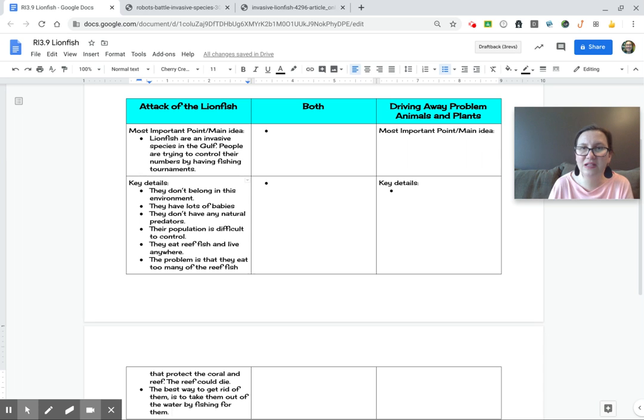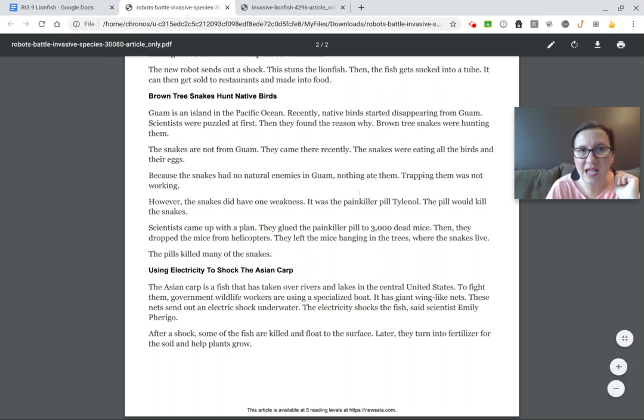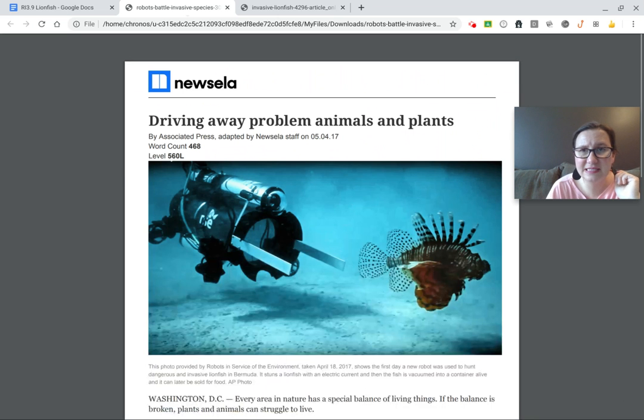All right, now let's turn our attention to the second article called Driving Away Problem Animals and Plants. I'm going to read it to you, and I'm going to have some time to pause and think about what's most important. So, as I read Driving Away Problem Animals and Plants, I want you to stop and think, what did I just read about? And whatever you just read about, whatever your answer is, that's our main idea. So let's go ahead. I'm going to read it, and you guys are going to stop and do some thinking.